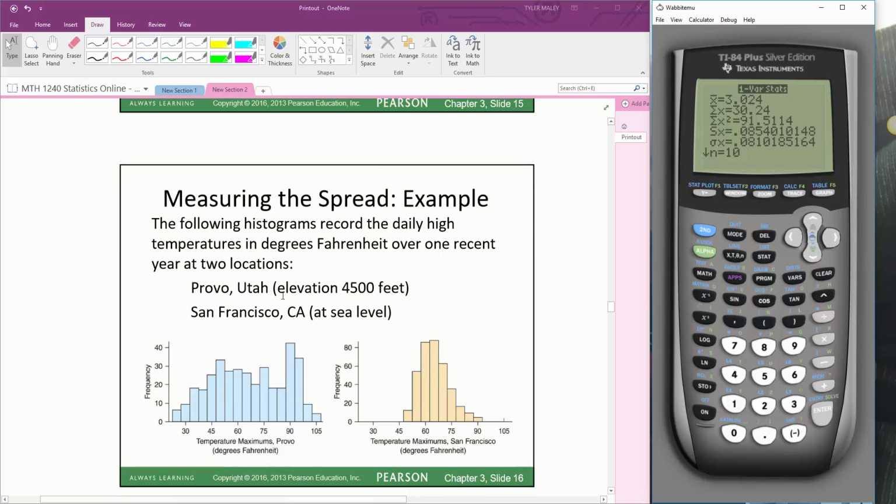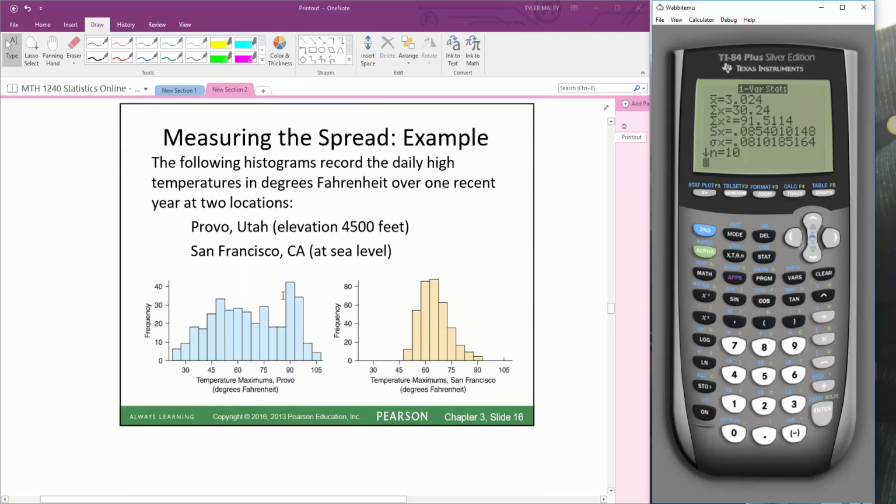So if we assign a number to the horizontal spread, it's not so straightforward, right? So a way that we can measure this spread, we'll be exploring the following example, right? So we're going to look at standard deviation. So here we're told that the following histograms record the daily high temperatures in degrees Fahrenheit over one recent year at two locations. So we have Provo, Utah, and San Francisco, California, right? So in Utah, the elevation is 4,500 feet, where San Francisco is at sea level, right?